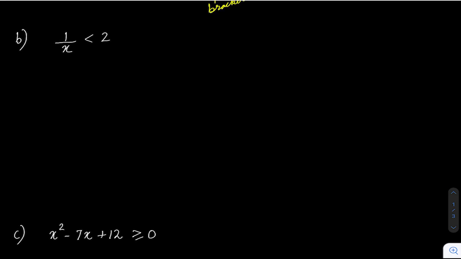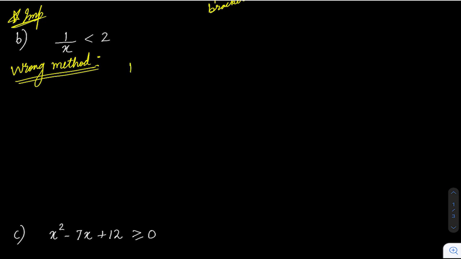Now this is an important question. The question is 1 by x is less than 2. We have to find all values of x. Now, the first thing that most of the students, more than 99% of the students, do when they see this inequality for the first time is a wrong method. This is not what you have to do. But let me just show you what most students do.